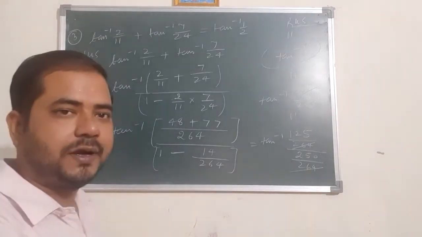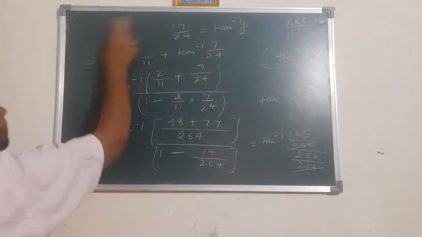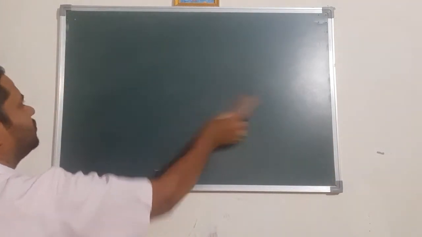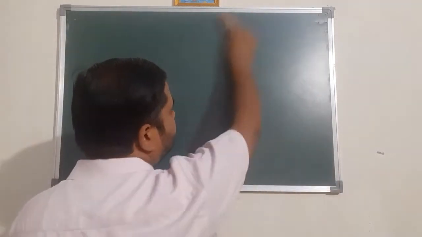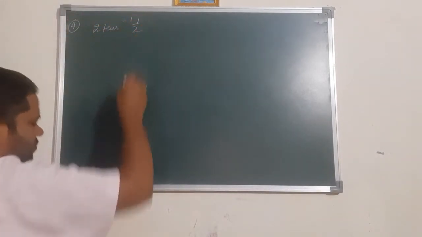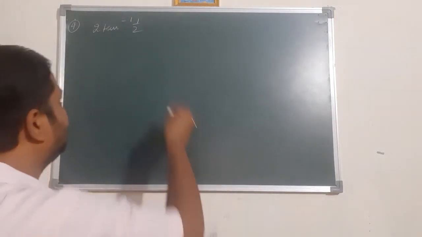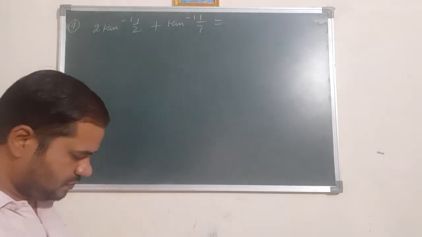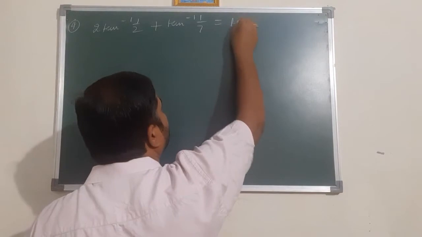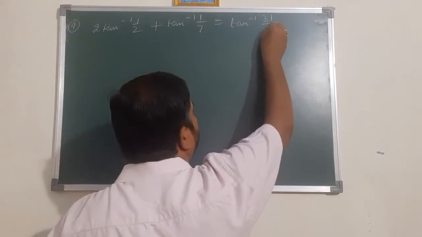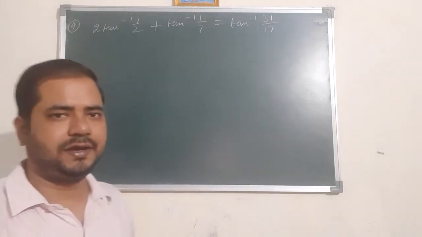Okay, I hope you completed. Now the next one is question number 4. 2 tan inverse 1 by 2 plus tan inverse 1 by 7 equals tan inverse of 31 upon 70. 31 upon 70. Okay.